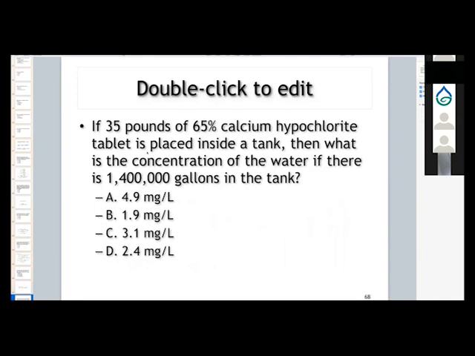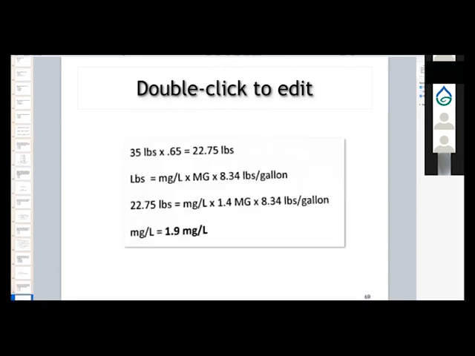If 35 pounds of 65% calcium hypochlorite tablet is placed inside a tank, then what is the concentration of the water if there is 1,400,000 gallons in the tank? So on this example, you're going to take the 35 pounds times the concentration, 22.75 pounds. You're going to use your pounds formula. Pounds equals the dose times your MG times the weight of water, 8.34 pounds per gallon.